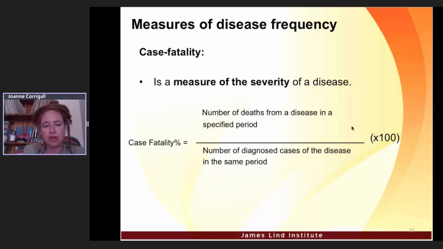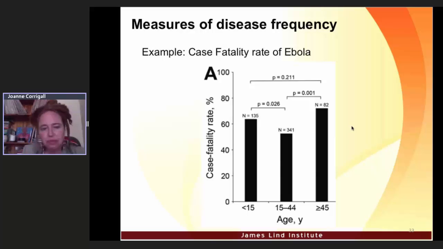So the formula is pretty straightforward: number of deaths from the disease over number of diagnosed cases. I've included here just an example from Ebola. And this example is quite interesting, and this is often the case with diseases. If you look at the bottom of the graph, you can see it's been disaggregated by age. So here, if you're under 15, your chances of dying from being infected with Ebola are roughly 65%. If you're a bit older, your chances are maybe 55%, and if you're older than 45, they jump up to around 70%.